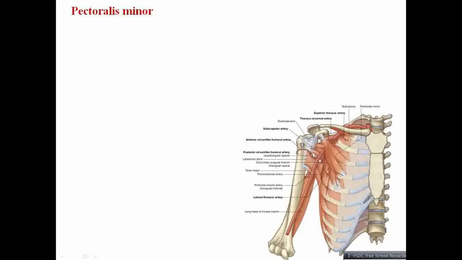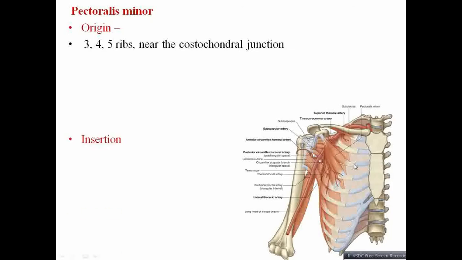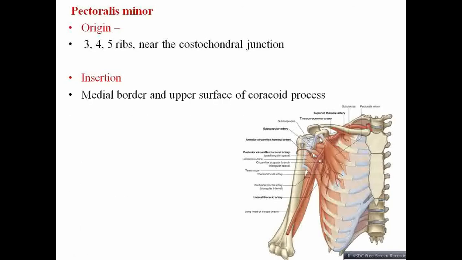Pectoralis minor is a small muscle compared to the pectoralis major. After cutting pectoralis major and removing clavipectoral fascia, pectoralis minor will be visible. Origin: from the 3rd, 4th and 5th ribs near the costochondral junction, that is the junction between the costal cartilage and the ribs. Insertion: medial border and upper surface of the coracoid process. So it's inserted to the coracoid process.